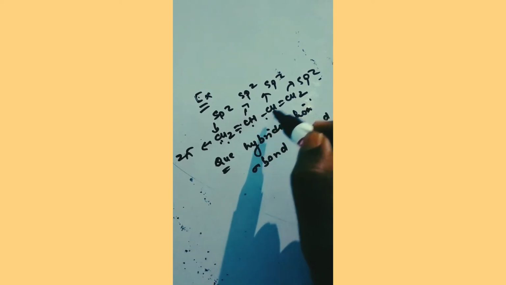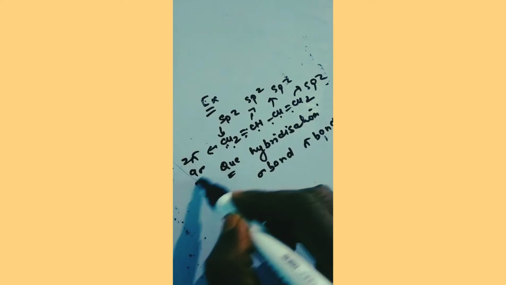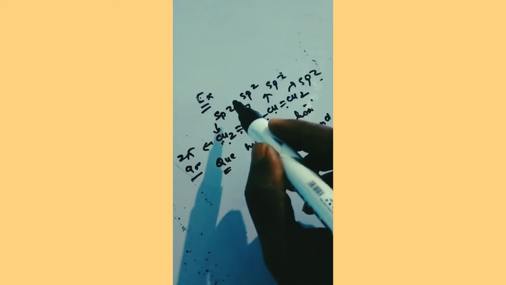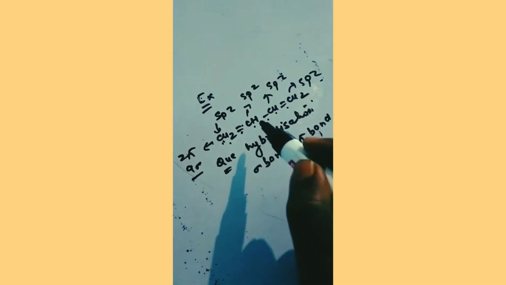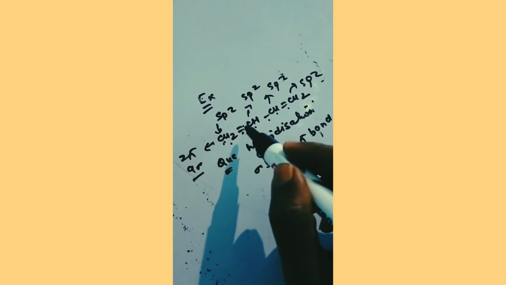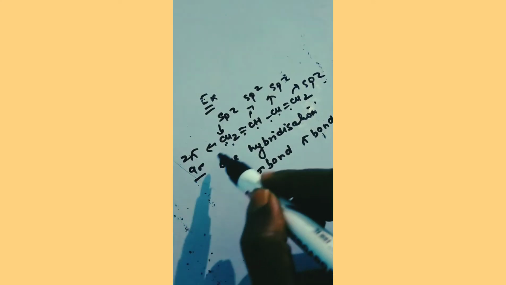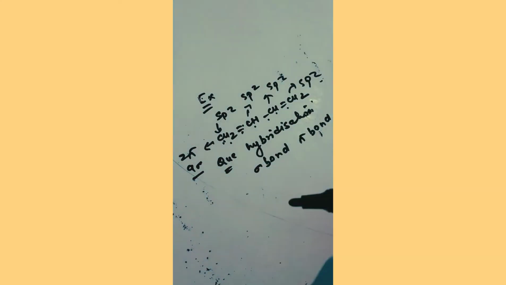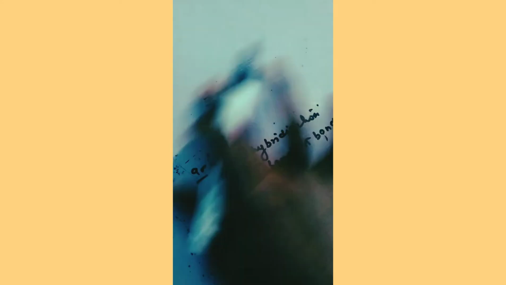This one 6 sigma, 7 sigma, 8, 9, means 9 sigma and 2 pi bonds are present, and hybridization will be sp2. So a question can be asked like this: this molecule having sp3 hybridization and having 2 pi and 9 sigma, like that, and three options will be wrong, so the first option will be the correct one. This type of question is very important.